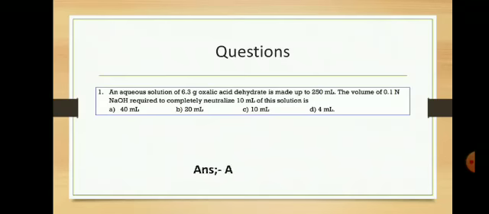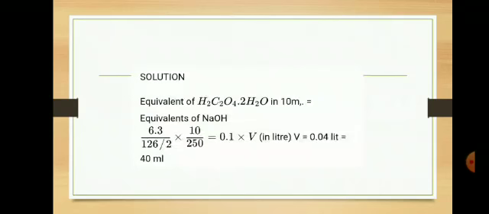The answer is A. The solution: equivalent of oxalic acid, its formula is H2C2O4.2H2O, in 10 ml is equal to equivalent of NaOH, which is 6.3 divided by 126 divided by 2, into 10 divided by 250. It is equal to 0.1 into volume in liter, which is 0.04 liter, equal to 40 ml.